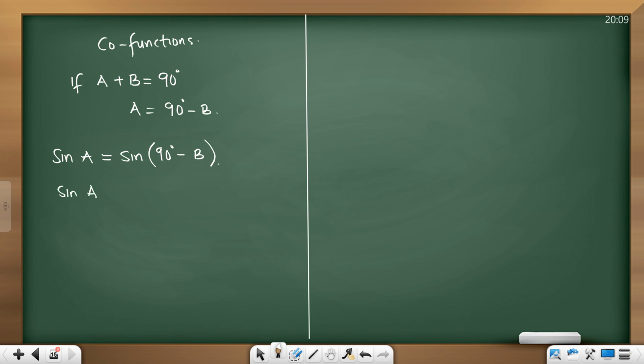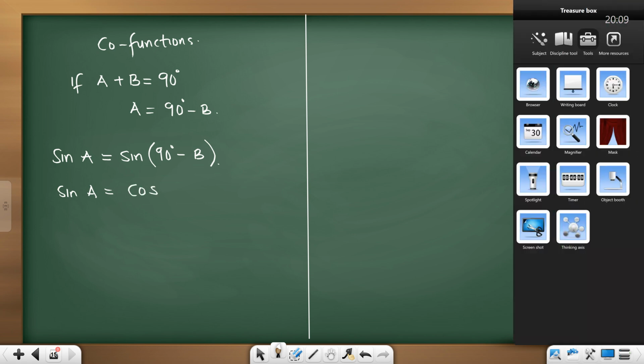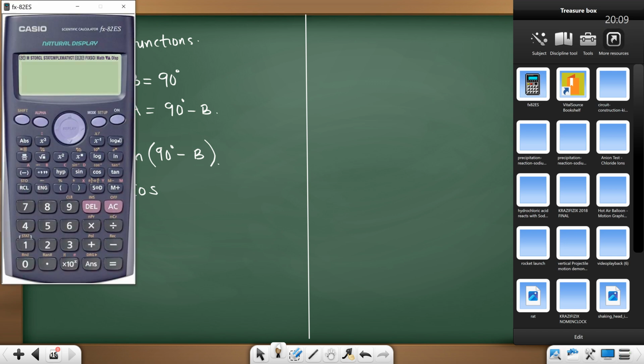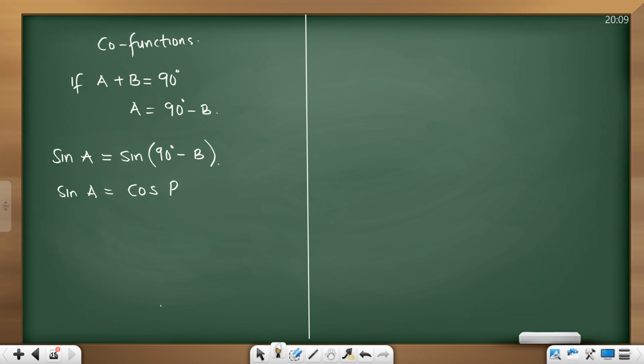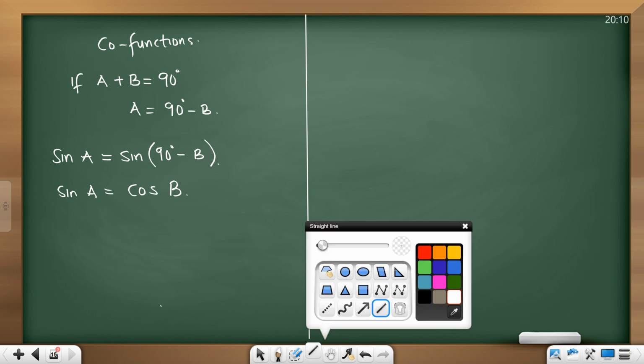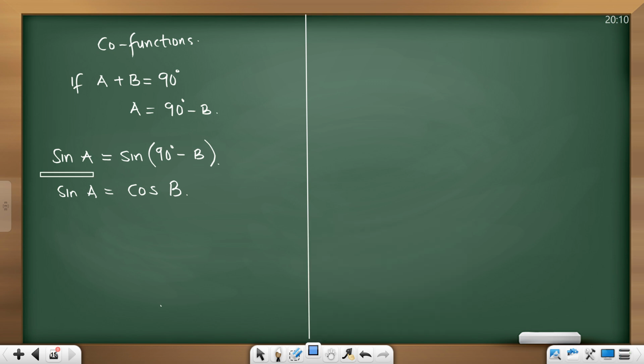Oh, but we can reduce this. Remember, when I see a 90, I must change it. So this is the same as cos. Is it positive or negative? Remember, sine of 90 minus B is positive. This is very, very important. Please, I'm going to end my class on this note.